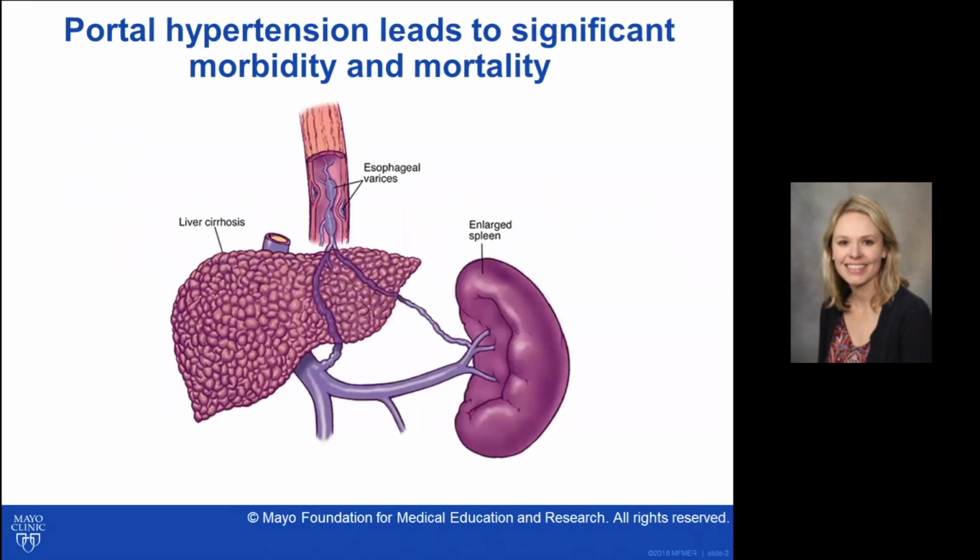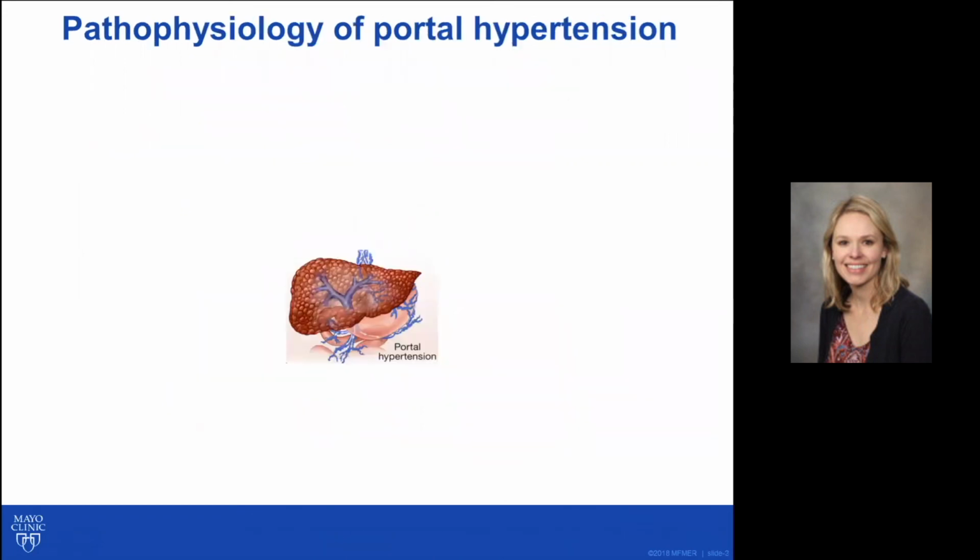Portal hypertension is a common final pathway of multiple forms of chronic liver disease. It leads to several complications, including ascites, varices, and hepatic encephalopathy, and thereby accounts for significant morbidity and mortality among patients with liver disease. However, there are few effective therapies available to treat portal hypertension. The main determinants of portal pressure are vascular resistance and blood flow.